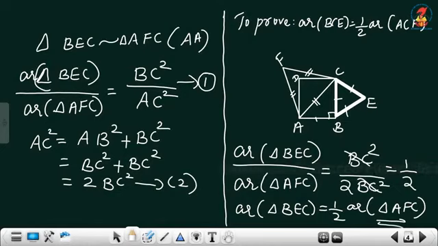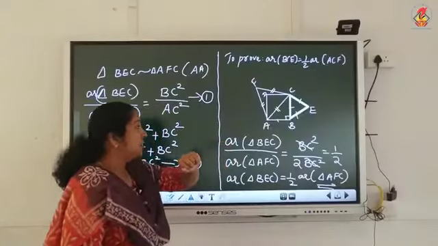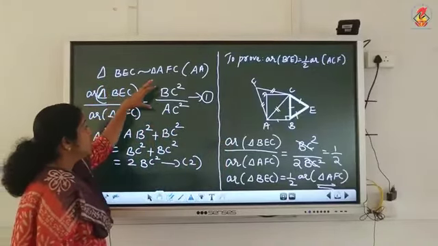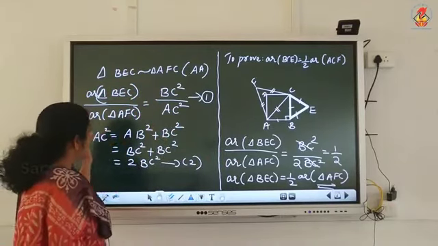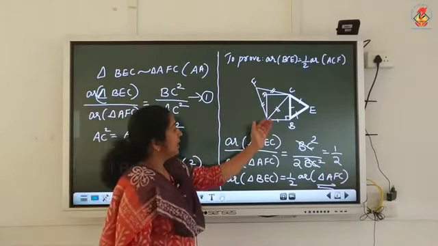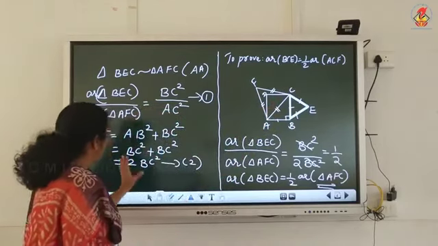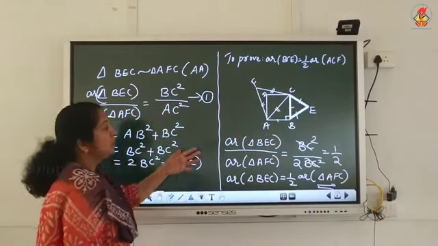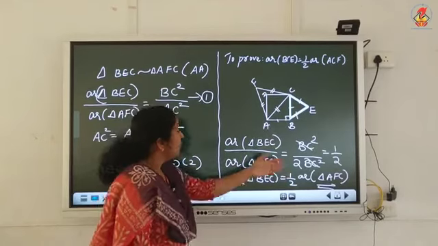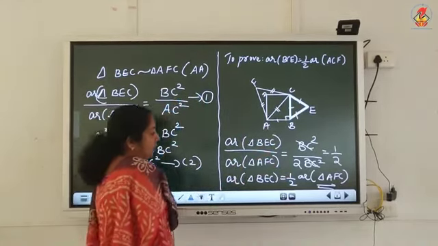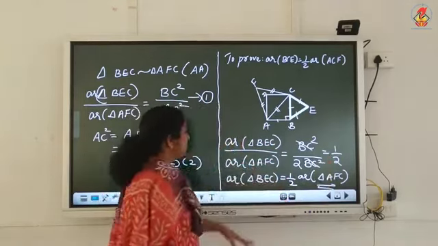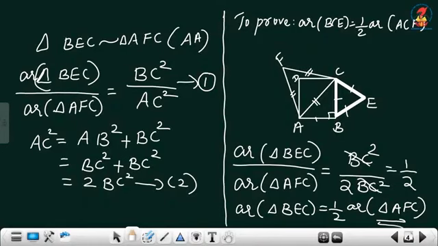What we did is, these two triangles are similar using AA criterion. If they are similar, the ratio of their areas is equal to the square of the ratio of the corresponding sides. After that, we have written AC square as AB square plus BC square. So it is equal to 2BC square because both the sides are equal. After that I have replaced AC square as 2BC square, which gives 1 by 2. So area of triangle BEC is equal to half area of triangle AFC.